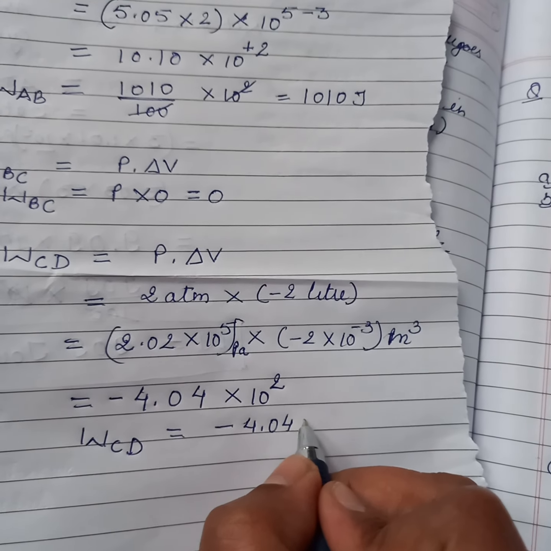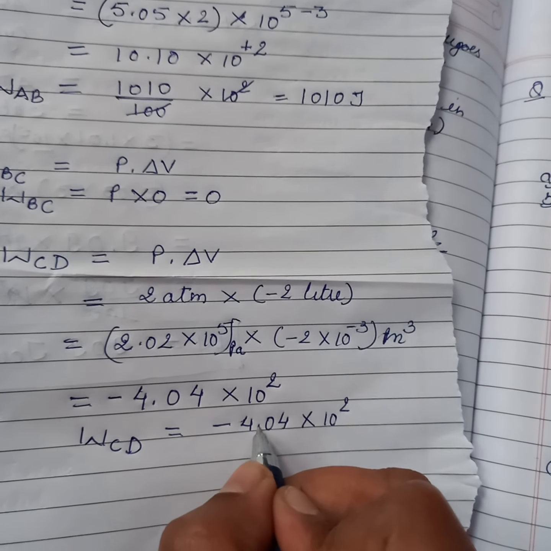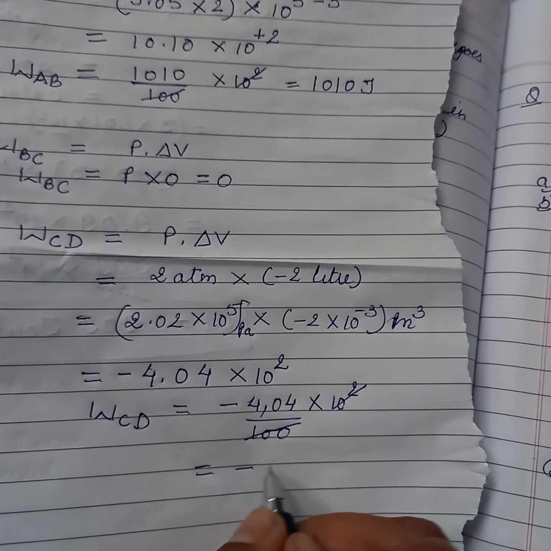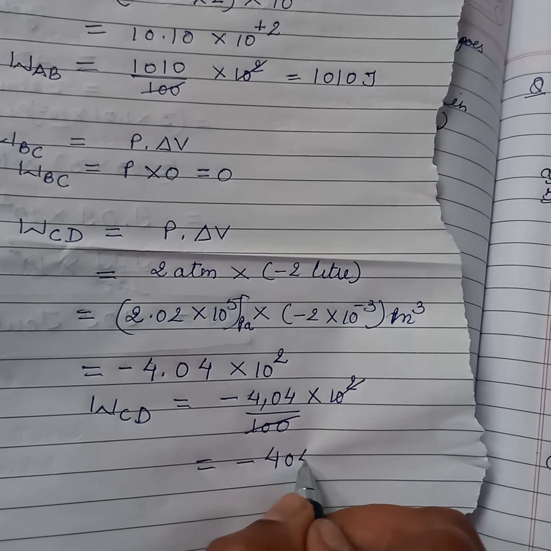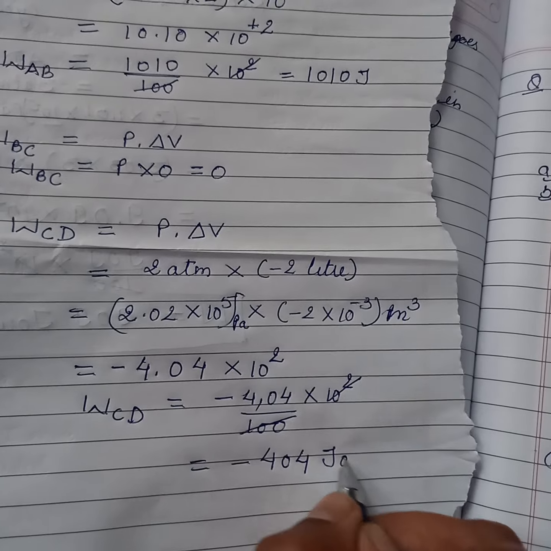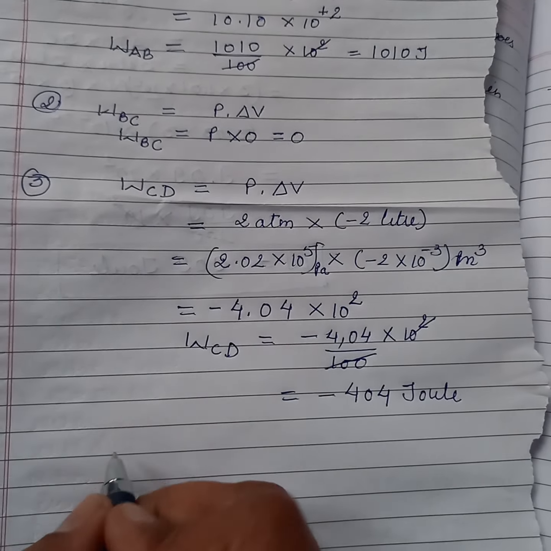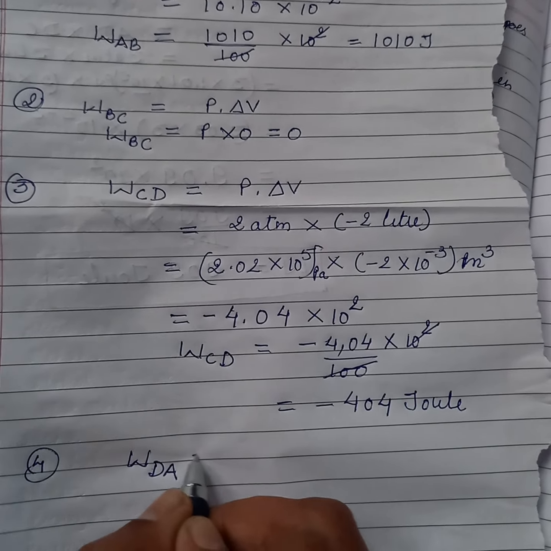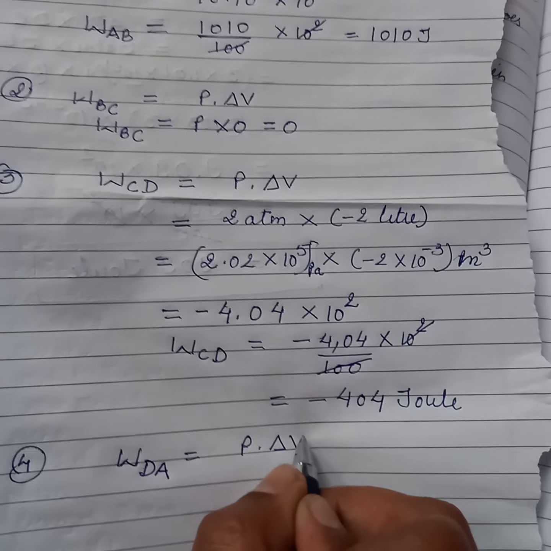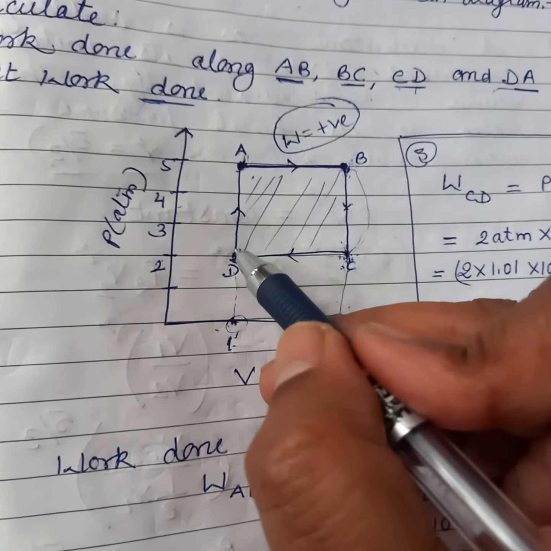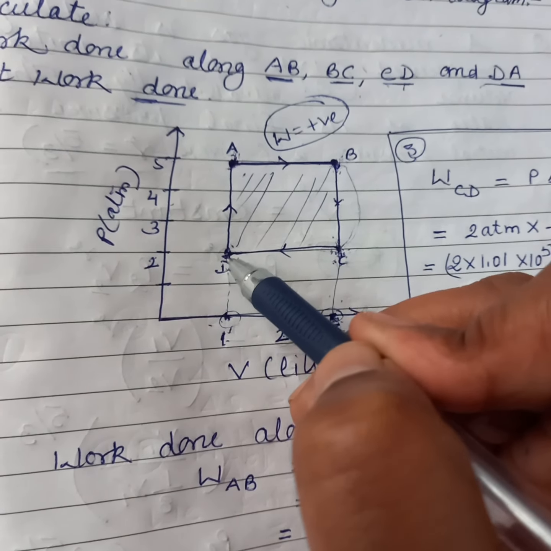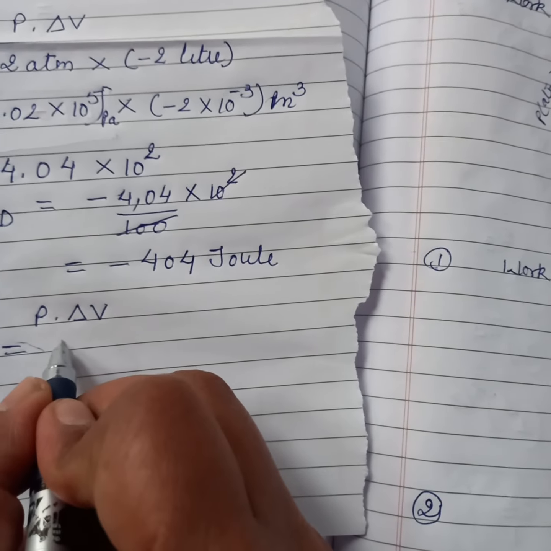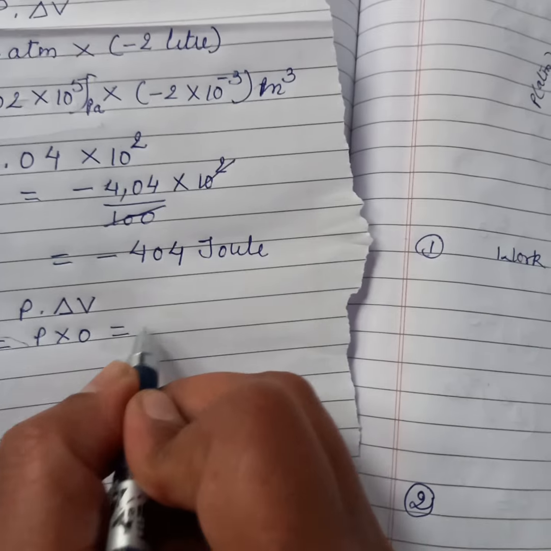into 10 raised to power 2, but removal of decimal done, then here what will come? 100. So this will cancel out. Your work is coming minus 4.04, not 4.04, 404 joule. So the work is negative. So next one, the fourth part of this question, you require work done along D and A. Formula is same, P delta V. Now along D to A, how much pressure is responsible? 5 minus 2, 3 atmosphere, but volume change is nothing. So we can say that work done is P into 0, meaning 0 here.